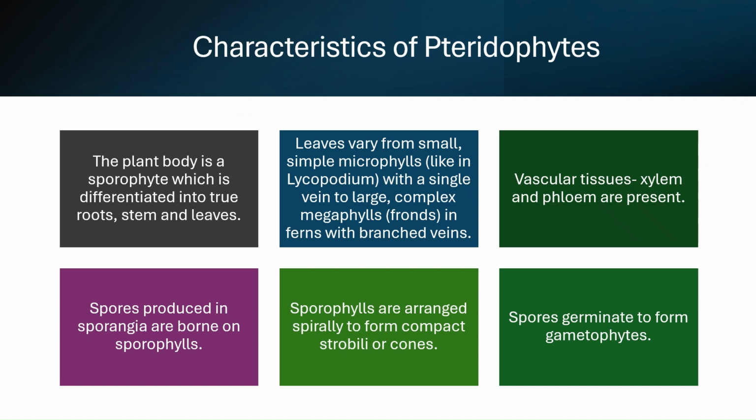Characteristics of pteridophytes. The plant body is a sporophyte, which is differentiated into true root, stem, and leaves. Leaves vary from small, simple microphylls, like in Lycopodium, with a single vein, to large, complex megaphylls, like fronds in ferns, with branched veins. Vascular tissues, so xylem and phloem, are present. Spores produced in sporangia are borne on sporophylls. Sporophylls are arranged spirally to form compact strobili or cones. Spores germinate to form gametophytes.